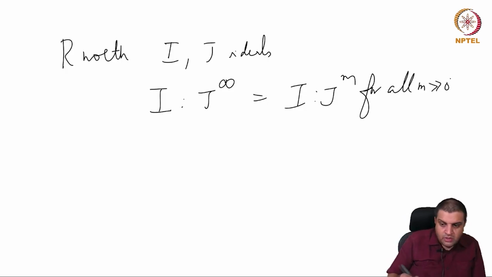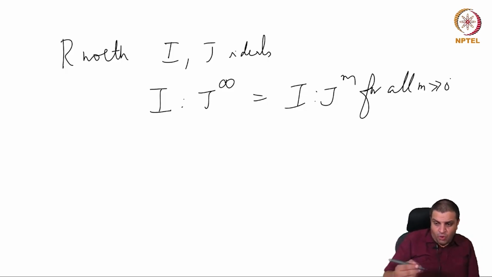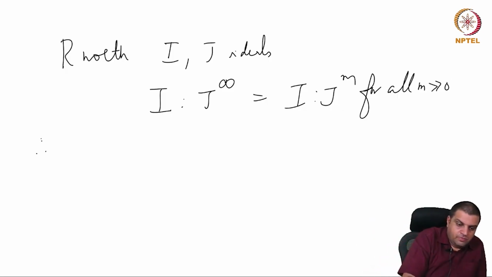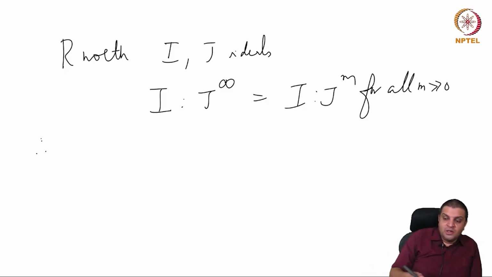So if you want to find saturation, it's sort of enough to understand how to compute colons. Hence, in principle, we could just compute I colon J squared, I colon J cubed, and at some point try to guess whether it has stabilized, and then decide whether that is the saturation. So we could do that.